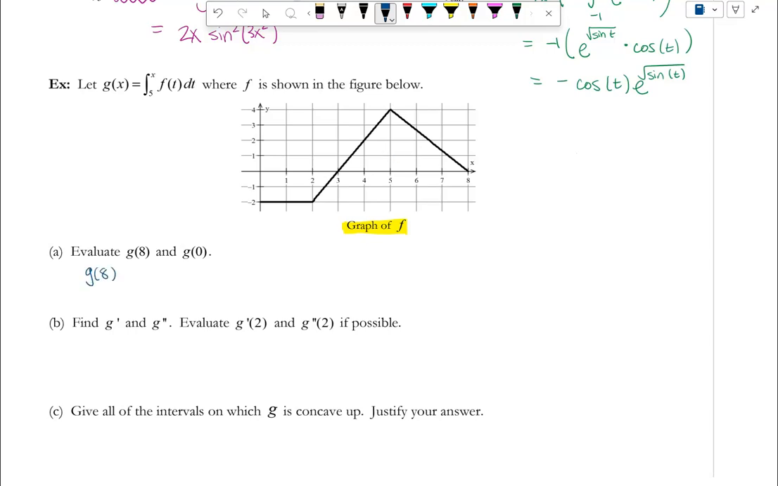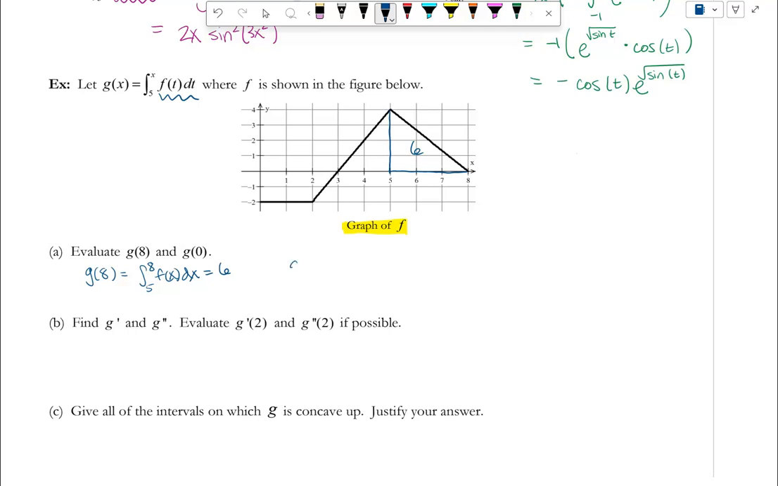So g of 8 is the definite integral from 5 to 8. Once I replace this, I can call this f of x again, because remember, t is a dummy variable. So of f of x dx. And so from 5 to 8, I'm looking at the area right here. That is a triangle. 4 times 3 times 1/2. That area is 6.